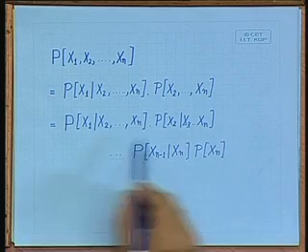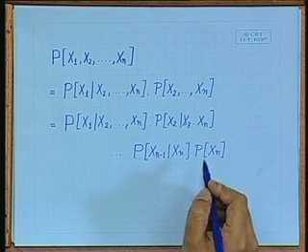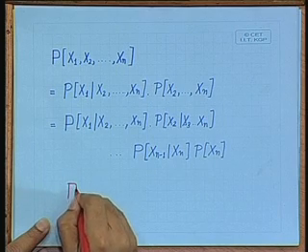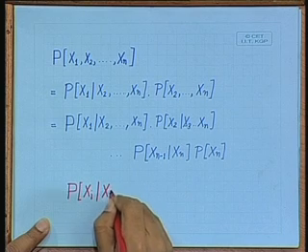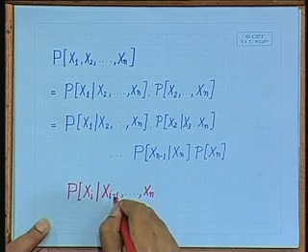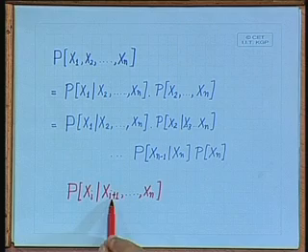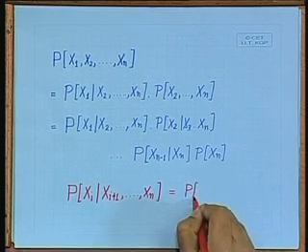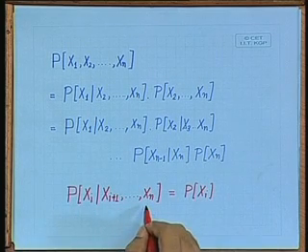Now, there are several ways in which these individual terms can be simplified. For example, if we have a case where we have some p of xi given xi minus 1 through xn, xi plus 1 through xn, and if it turns out that xi is independent of all these variables, then this is going to reduce to simply p of xi, provided that xi is independent of all these.